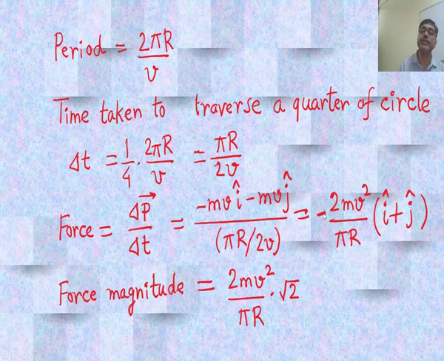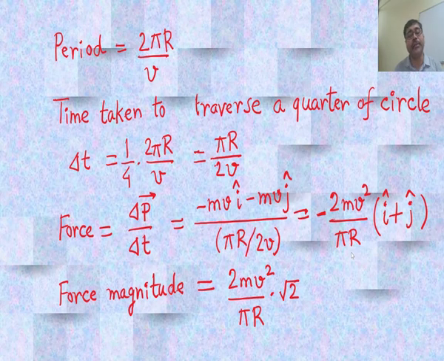And magnitude does not have any sign. I have taken the absolute value of the entire force term. And it becomes 2 mv square by pi r into square root of 2. So this is the force magnitude.